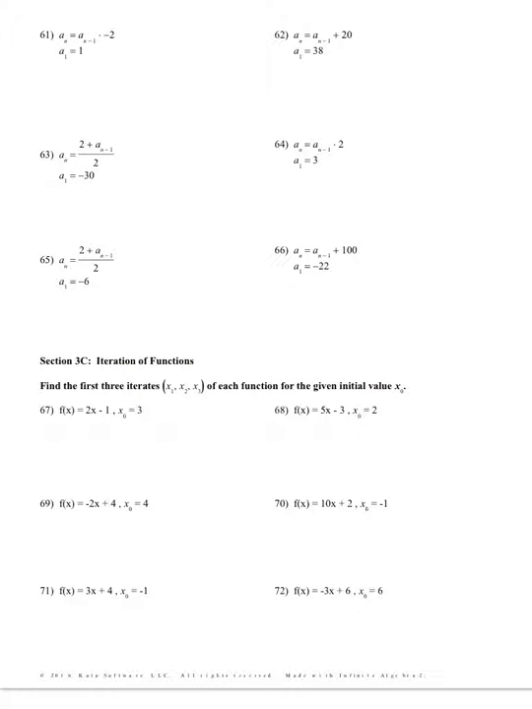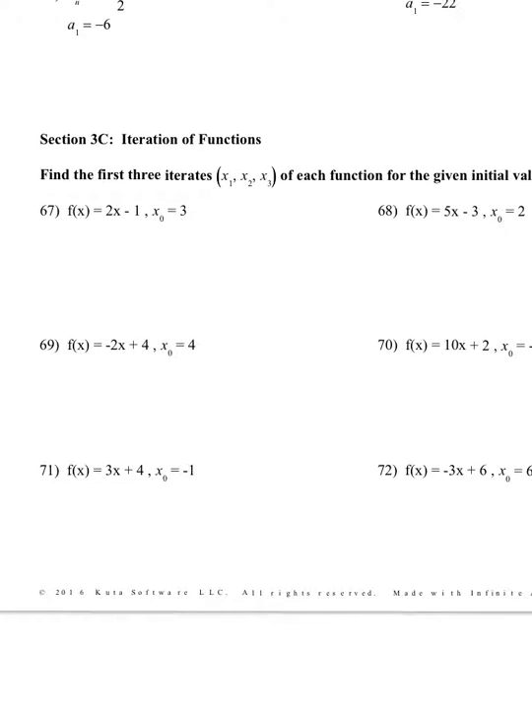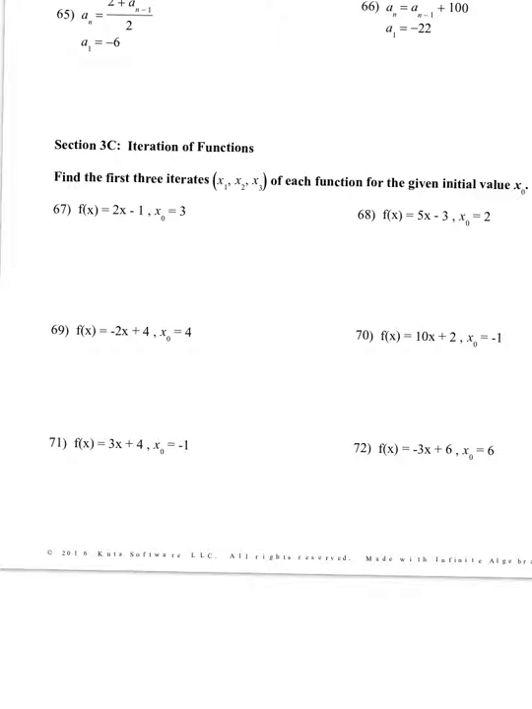And the last thing we're going to do here is what's called iteration of functions. We want to find the first three iterates, which are x1, x2, and x3, for each function given an initial value of x0. So they're going to give you a function in functional notation, that's this, and then they're going to give you x0, which is the initial value. All you have to do is plug this value into the function. And really, we're just plugging it into the right side here. We're really finding f of 3.